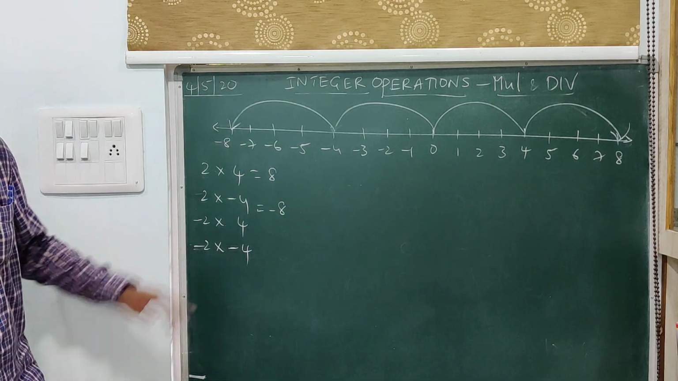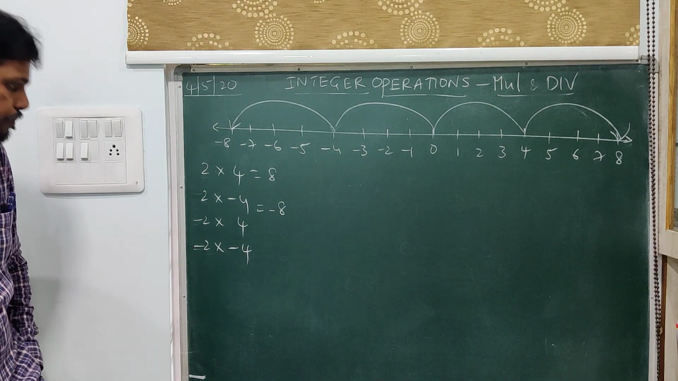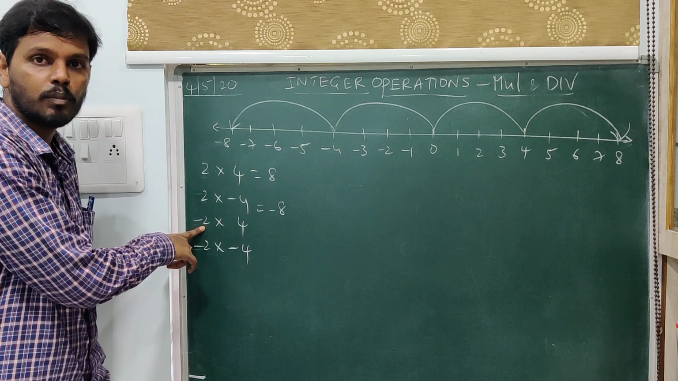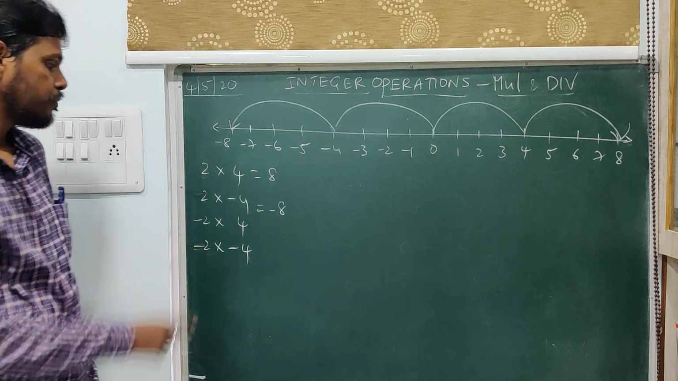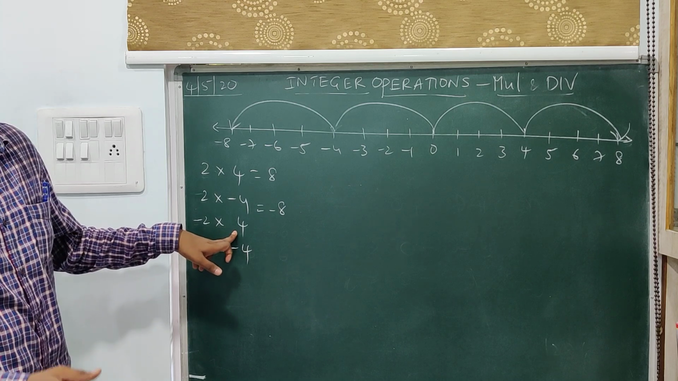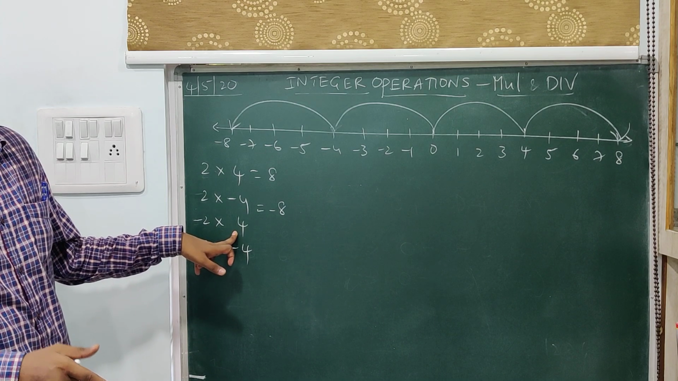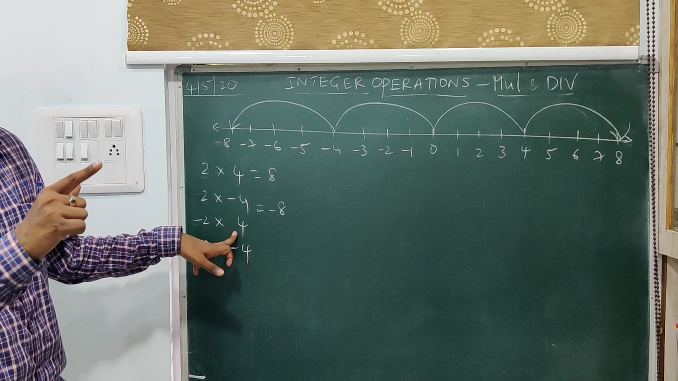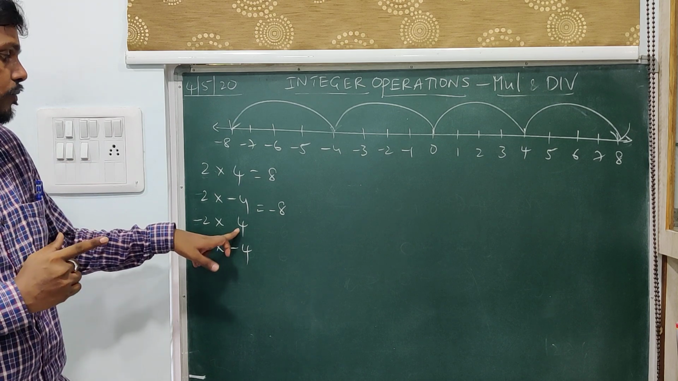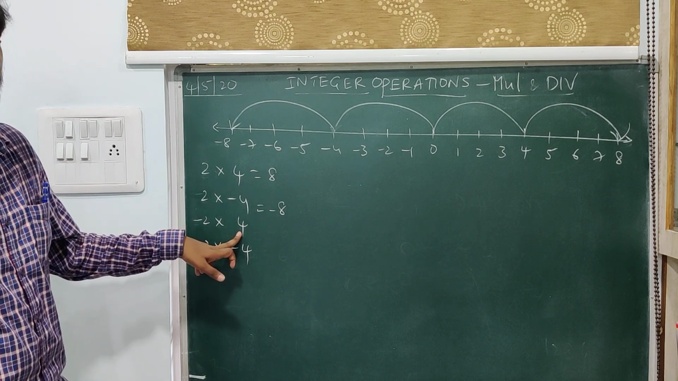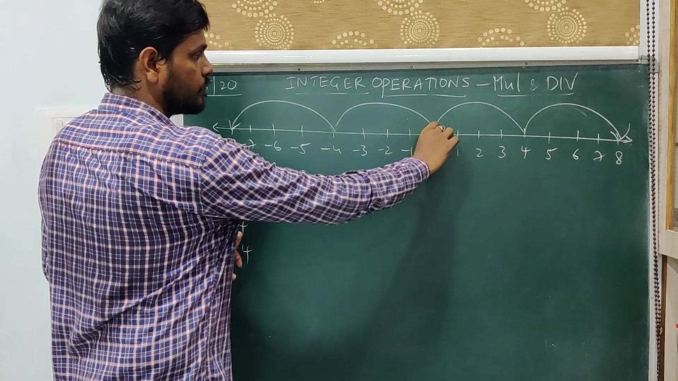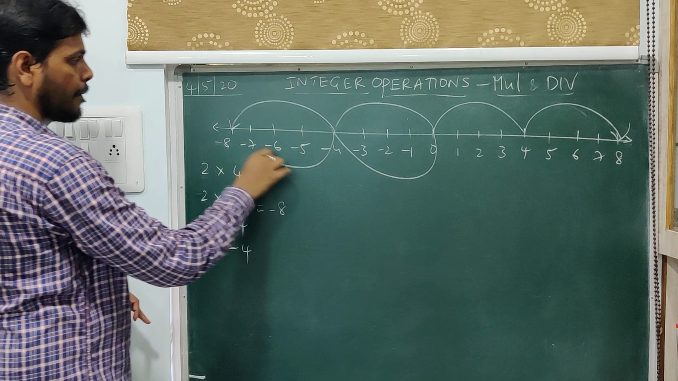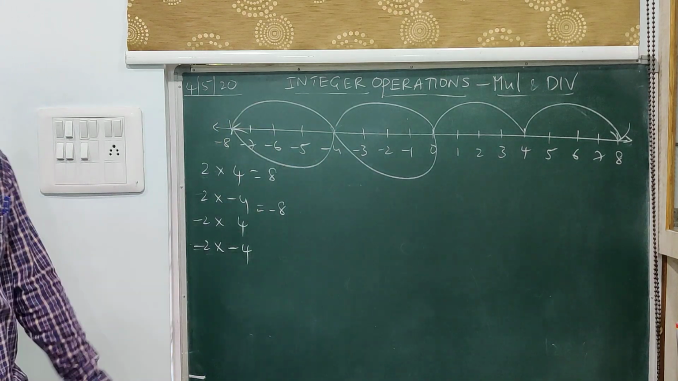Now minus 2 into 4. Minus 2 into 4, it is a negative multiplier. Negative multiplier means successive subtraction. Now we have to subtract 4, which is a positive integer. When you subtract a positive integer, you will move in the negative direction. Now you have to move in the negative direction 2 times. That is, you have to take 4 2 times. So this is the case.